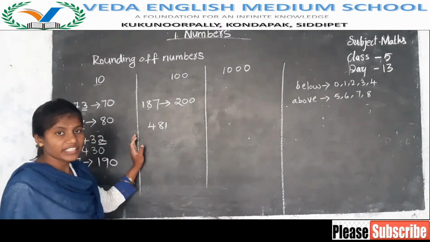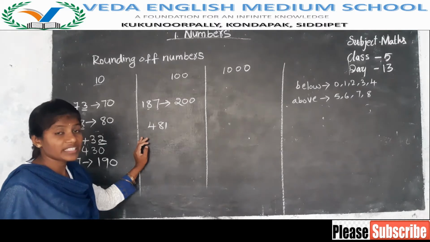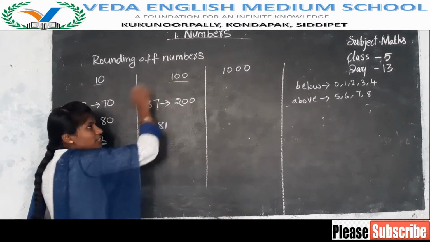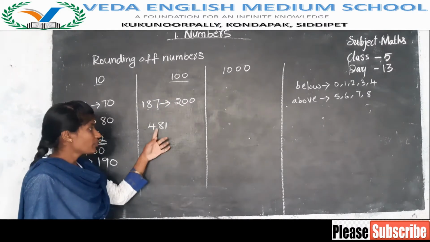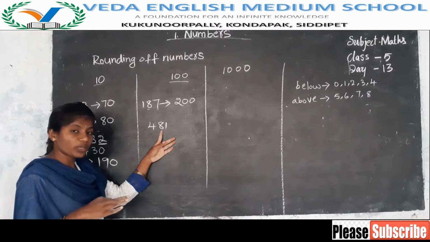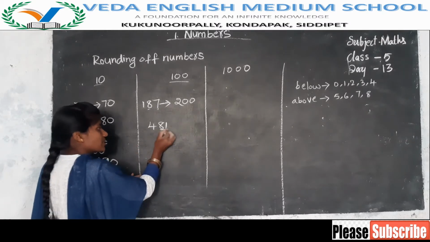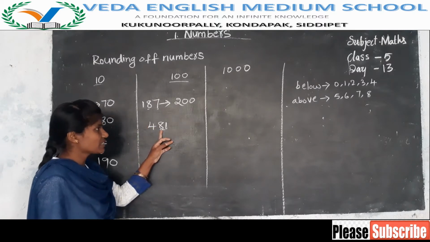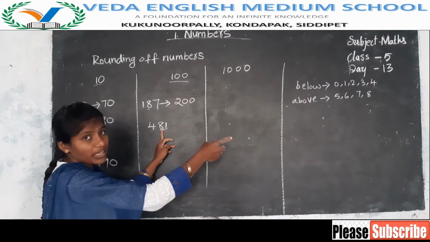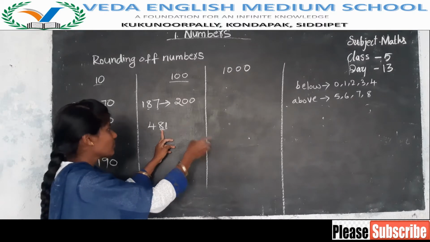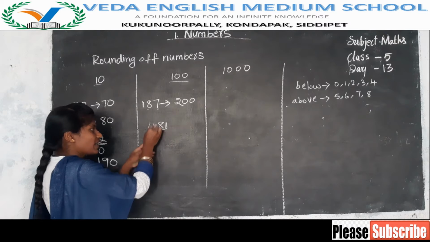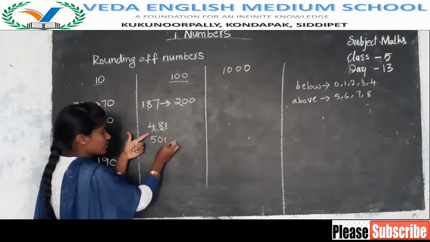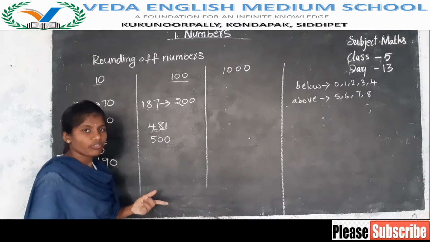Round up the following, 481, to the nearest hundreds. Since it is nearest hundreds, which place value do you have to check? Tens place. Forget about the ones place. What do you have in the tens place? 8. Is 8 above number or below number? Above number. If the number is above 5, what do you have to do? You have to increase the next number by 1 time. Increase the 4 by 1 time. It is 5, and in the tens place and ones place 0. 481 is nearest to 500.